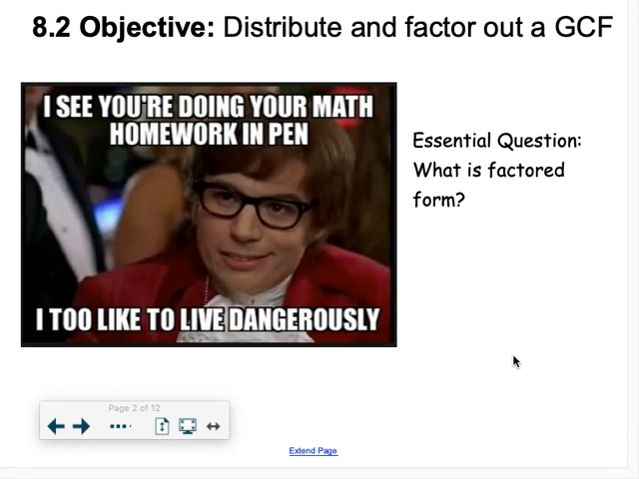Hi guys, and welcome to today's lesson on 8.2. Today we're going to talk about how you distribute and factor out a GCF, or what that's called is a greatest common factor. Our essential question today is, what is factored form?